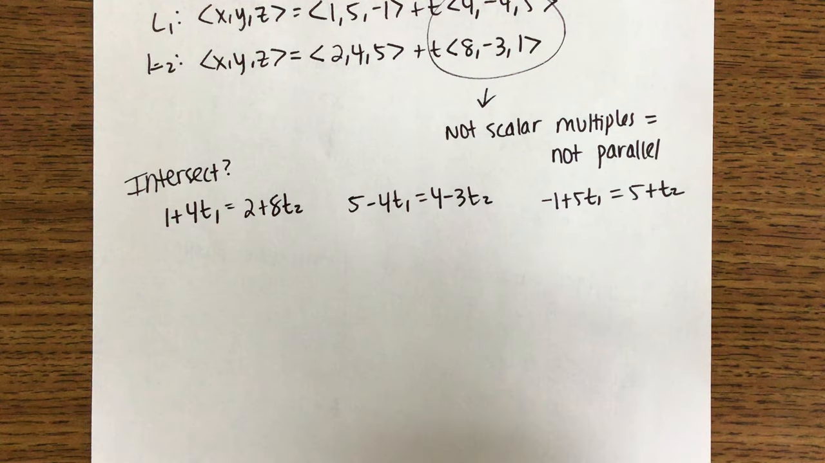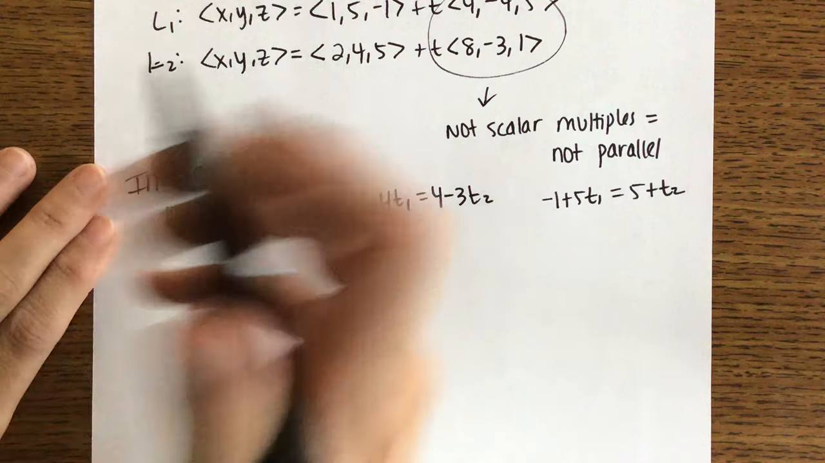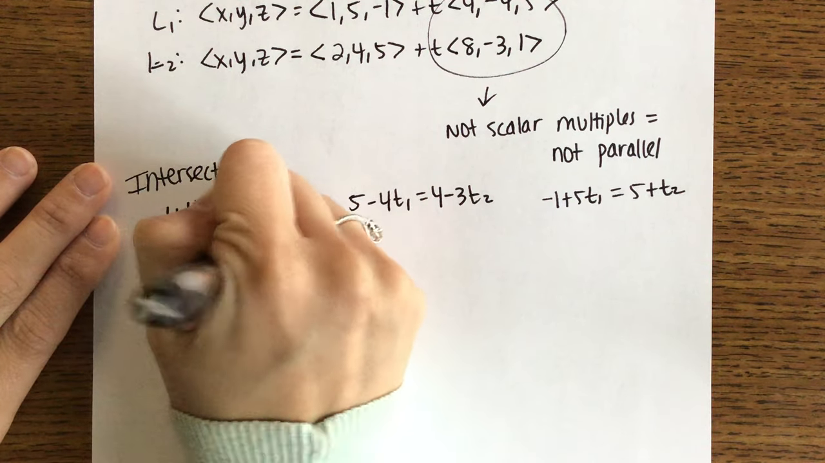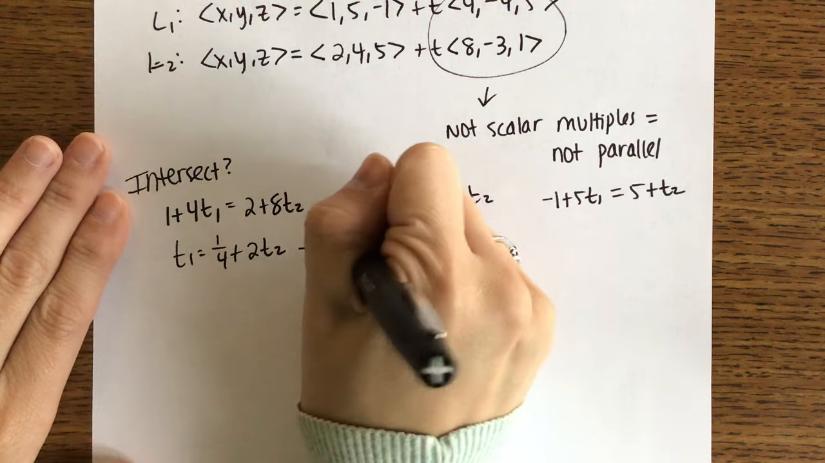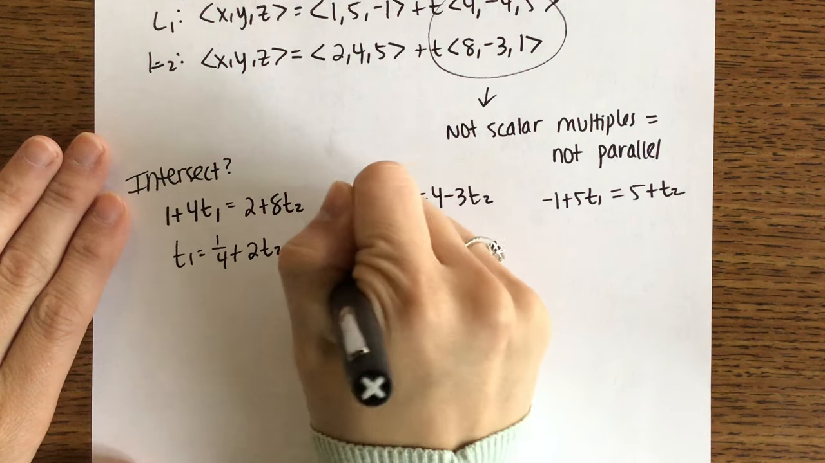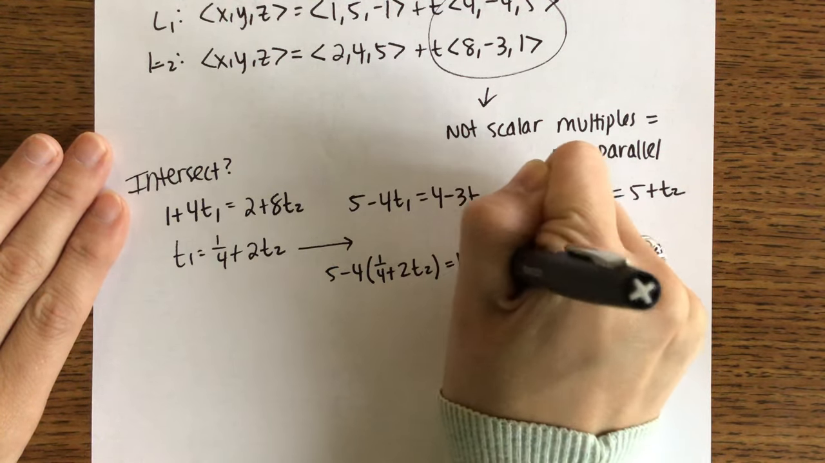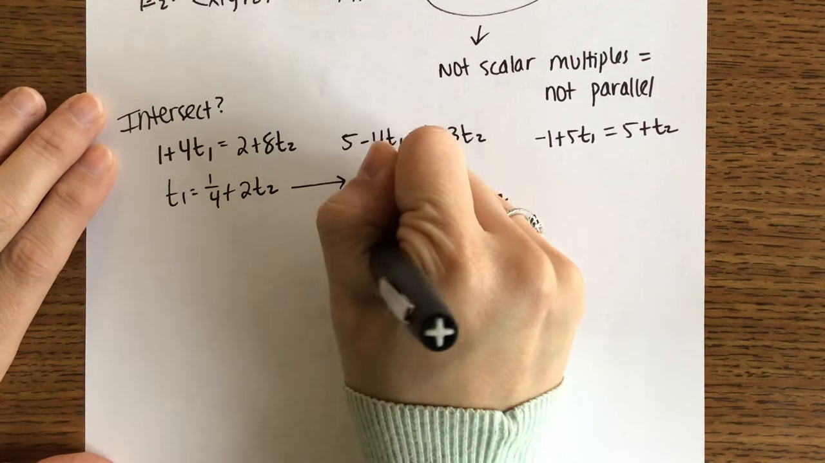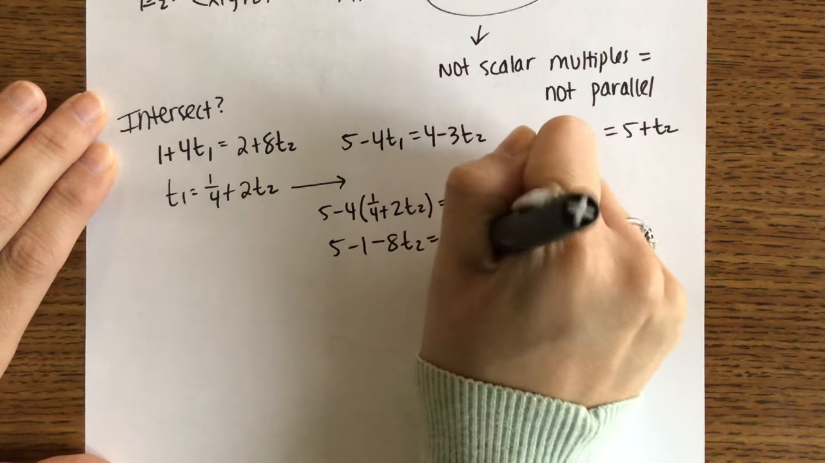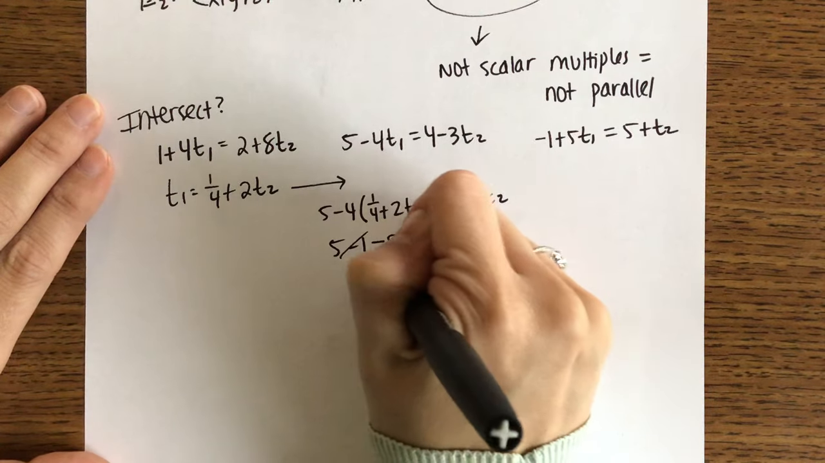Okay. Sometimes you're going to have one that's easier than the rest of them, easier to solve for. In this case, I don't think there really is. So I started with the first equation and I solved for t1. If you trust me, t1 ends up being 1/4 plus 2t2. Right, so this is a system. So then what we're going to do is plug this into the second equation. So we get 5 minus 4 times (1/4 plus 2t2) equals 4 minus 3t2. So this ends up being 5 minus 1 minus 8t2 equals 4 minus 3t2. That's 4, that's 4, they cancel out. You should end up seeing that t2 equals 0.